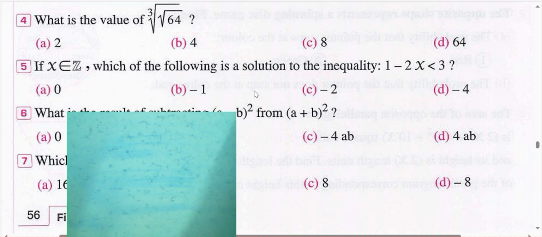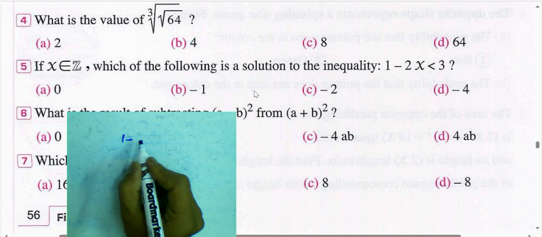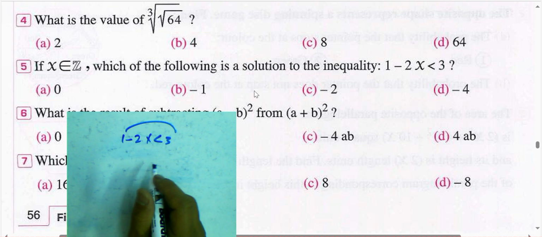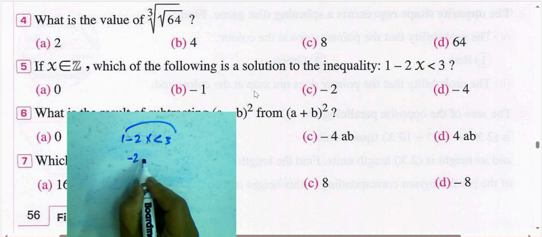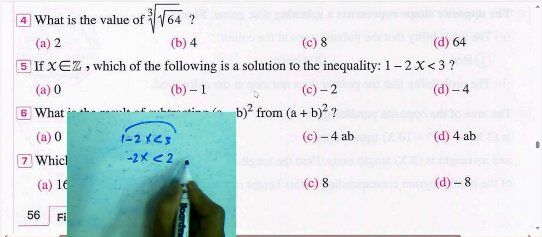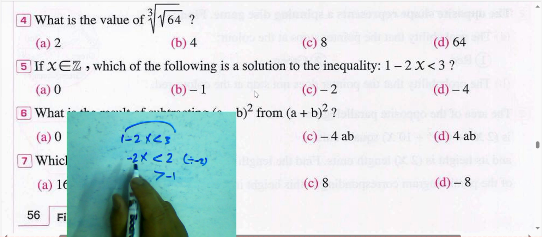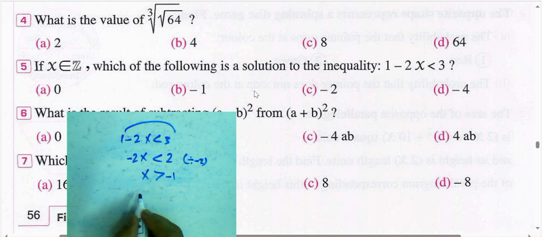Next question number 5, if x belongs to Z, which of the following is a solution to the inequality? 1 subtract 2x less than 3. We can move 1 from the left hand side to the right hand side, then negative 2x less than 3 minus 1 equals 2. Then we can divide by the coefficient and convert the direction of the inequality. 2 divided by negative 2 is negative 1, and negative 2x divided by negative 2 equals x. So the solution set here is x greater than negative 1, which is 0, 1, 2 to infinity, so the solution here will be 0. Choose letter E.